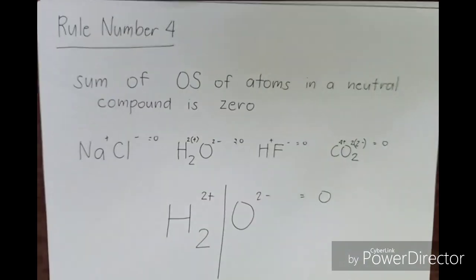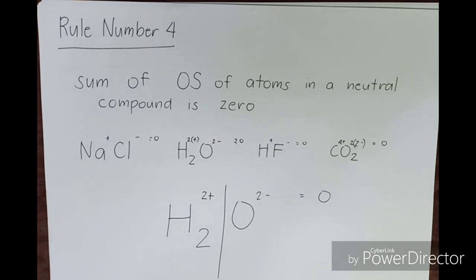Rule number 4. This rule states that the sum of the oxidation states of all atoms in a neutral compound is 0. Examples: sodium chloride, water, hydrofluoric acid, and carbon dioxide. For water, hydrogen is +1 and oxygen is -2. Two hydrogens make +2 and oxygen is -2. That makes 0 as the oxidation state.